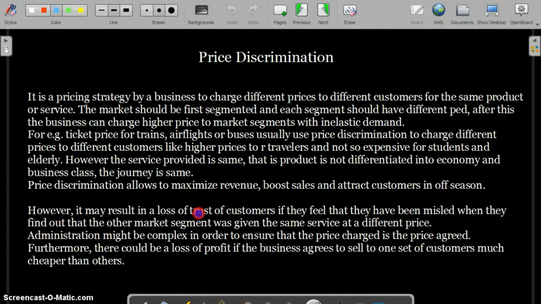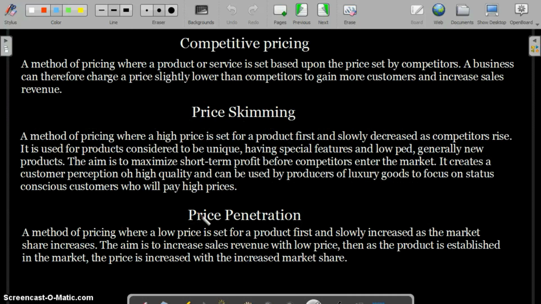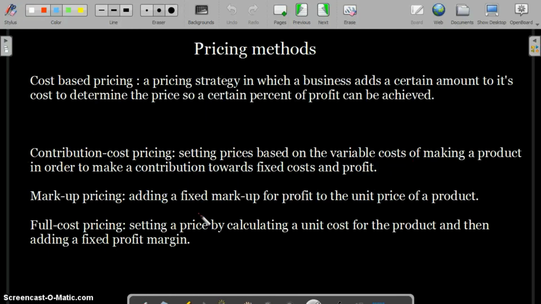So that's all about price discrimination, comparative pricing, price skimming, price penetration, and pricing methods. Hope you guys understood it.